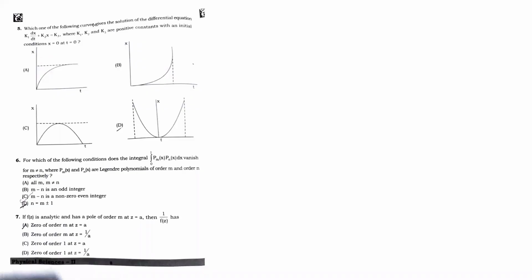So here what it is said, which of the following gives the solution of the differential equation K1 dx/dt plus K2 x equals K3, where K1, K2, K3 are positive constants with an initial condition x equal to 0 at t equal to 0. So this is very easy. First here it is given K1 dx/dt plus K2 x is equal to K3, right?